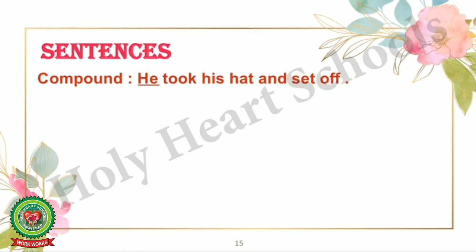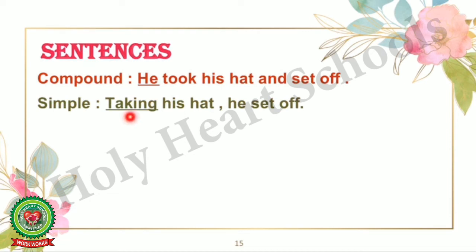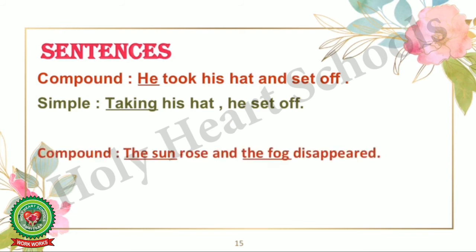So, we can begin with the first action, that is took. Now, we will change it into first form of the verb. So, it will be take. Now, add ing with the verb. So, it will be taking. Now, children, keep in mind, in simple sentences, there is only one subject. That is why in this statement, we have been given one subject, and we have used the subject once in the statement. So our answer will be, taking his hat, comma, he set off.